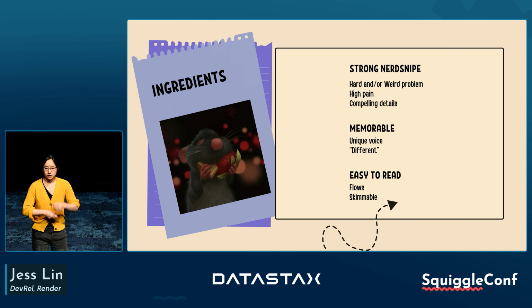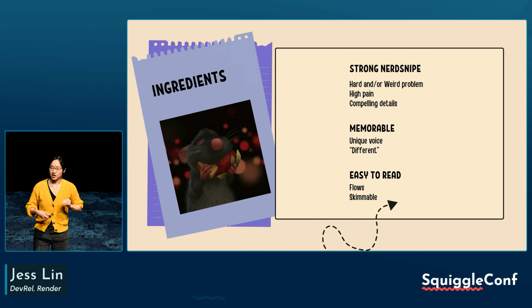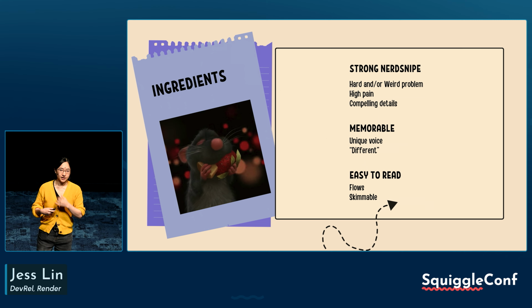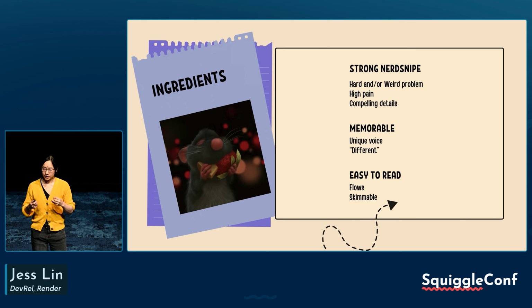Now, for anything great, I do think there are common ingredients, and these are the things that you can watch out for and aim for. First is a strong nerd snipe. That's something we definitely saw with Eric's post. It often comes with something hard or weird. Second, I think there's something just memorable about the piece because it's unique and different. That often is the author's voice. It's like the details they choose to include. Something's just different about it.